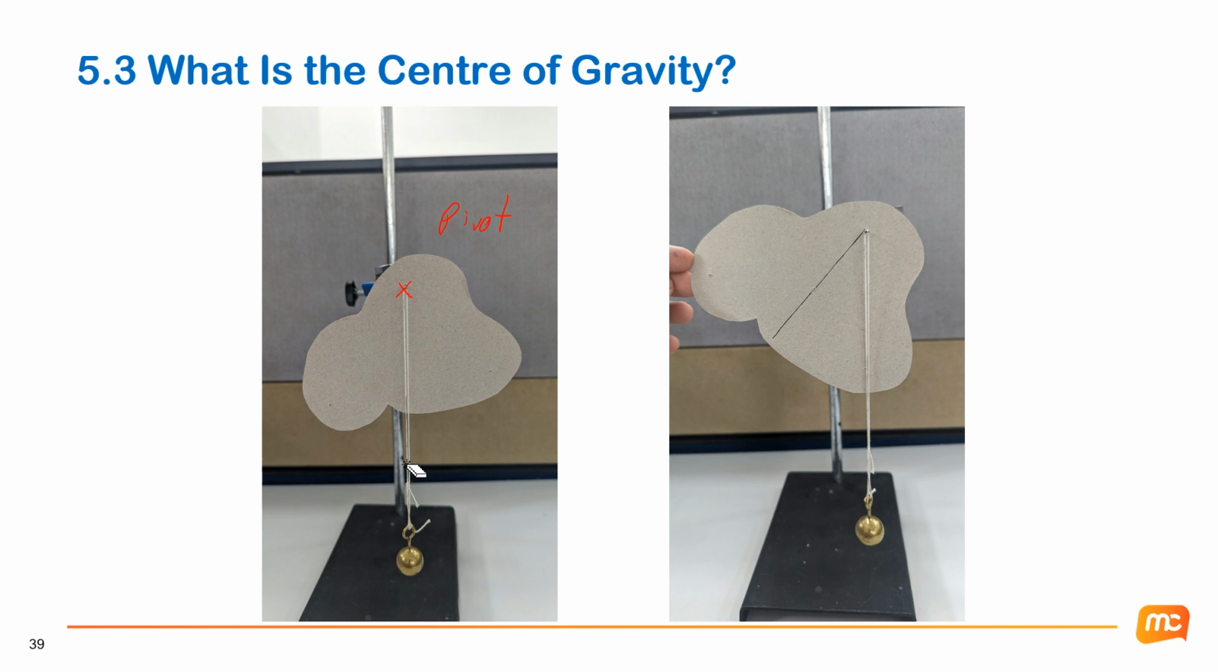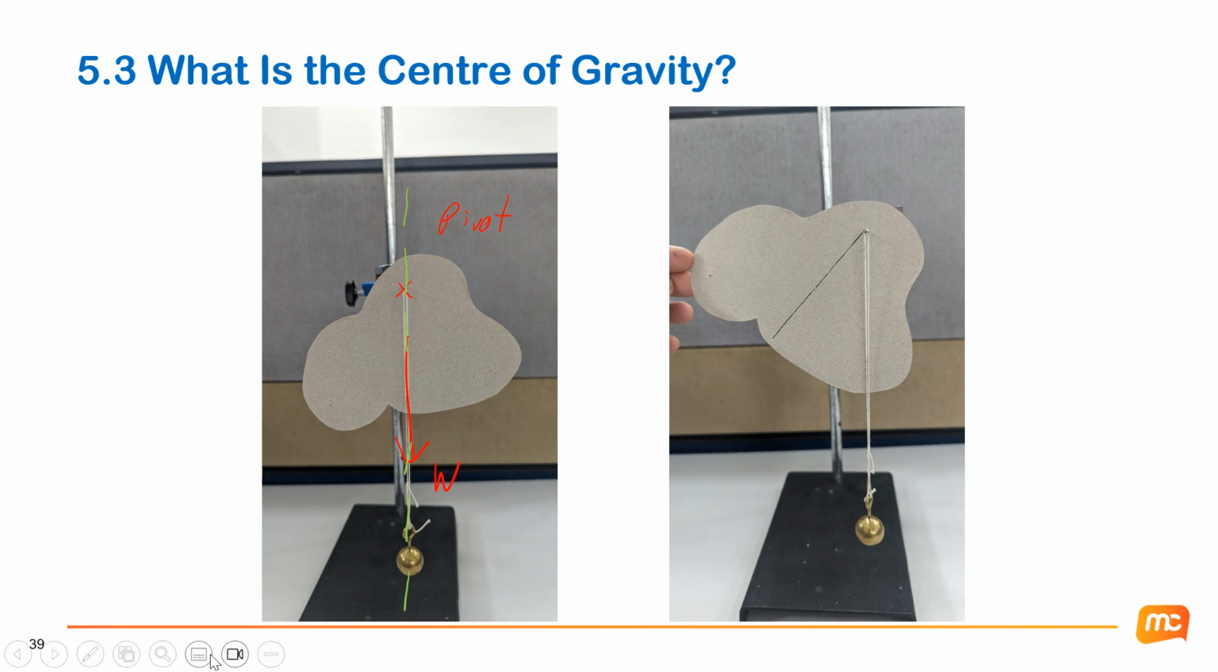Let me just redraw this to make it very clear. We have here the weight, and then the line of action, which I'm going to draw in a different color just to make it easier to see, must pass through the pivot. So essentially what the string allows us to do is to show the line of action of the weight. However, we do not know exactly where the weight acts, only that it acts upon this line.